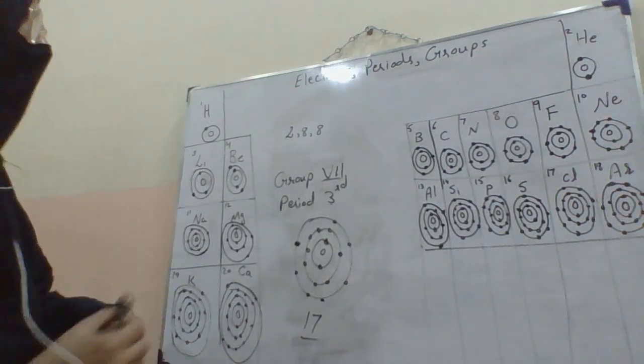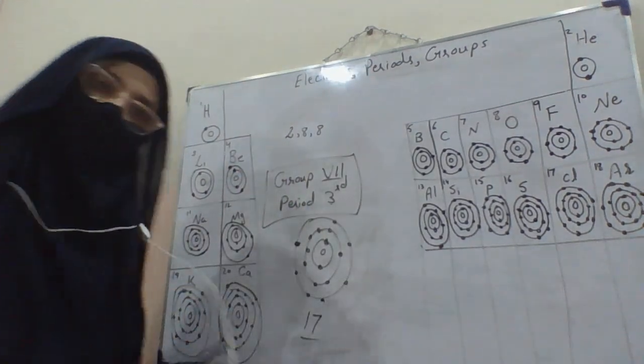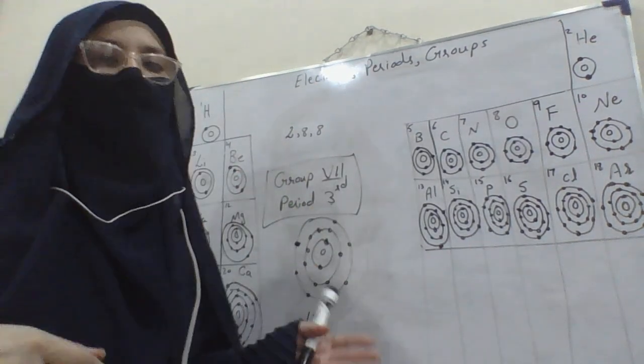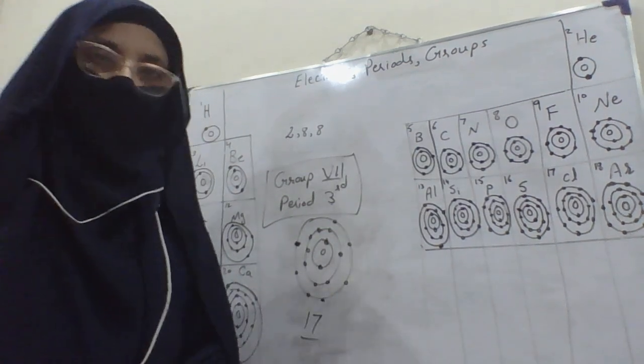So if you have these two things, period number and group number, you can easily find the atomic number of that element and its electronic configuration.